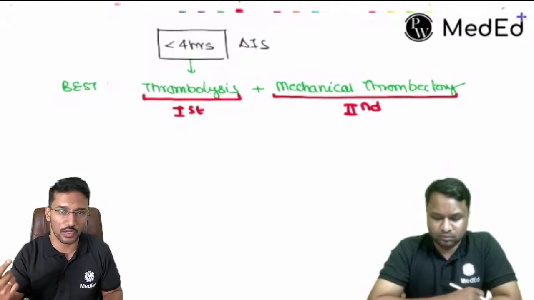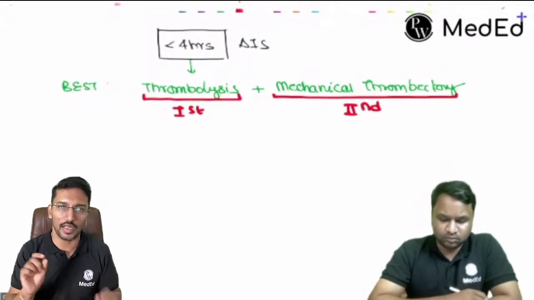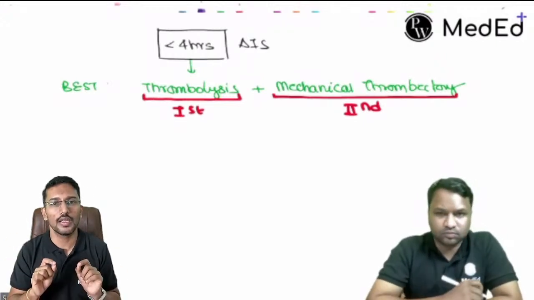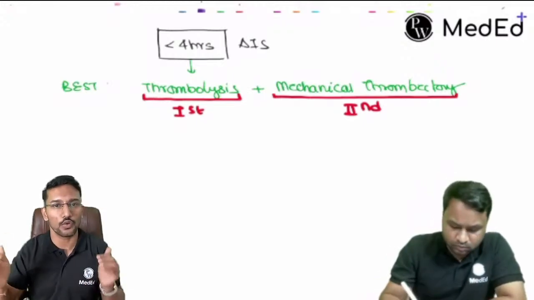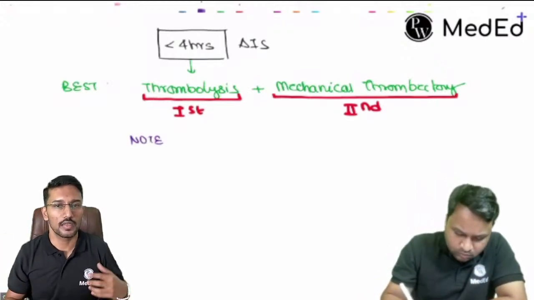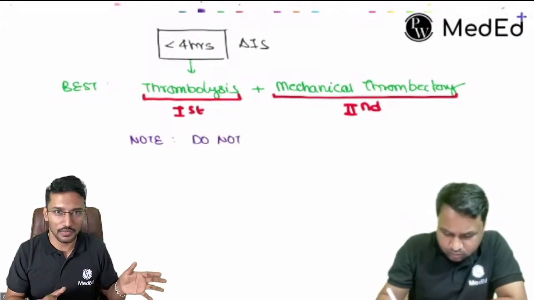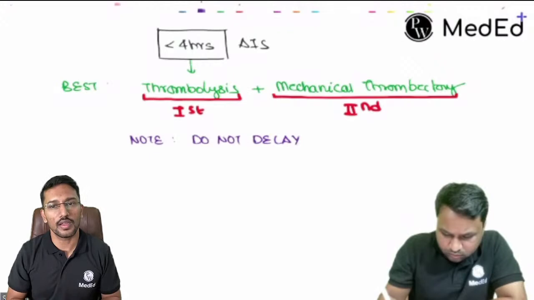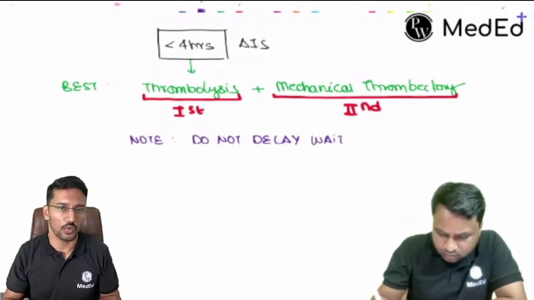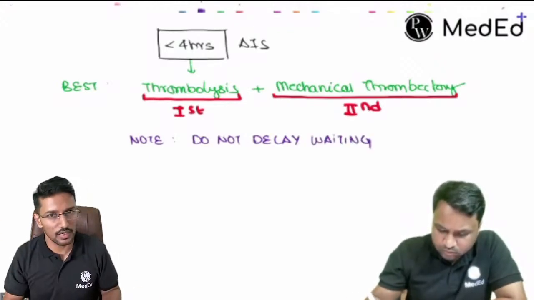It's much easier for him to retrieve it. But again, guidelines mention one particular statement: do not delay the other waiting for one. So if the thrombolytic drug is taking some time to arrive, should I keep waiting and then go for the mechanical thrombectomy? No, if it is taking time, go ahead with the mechanical thrombectomy.